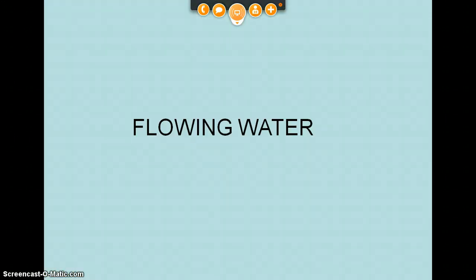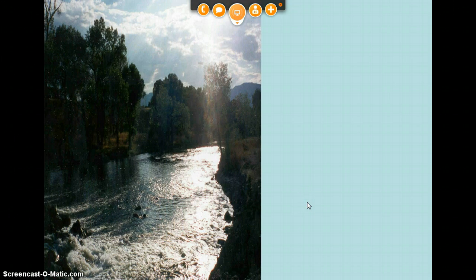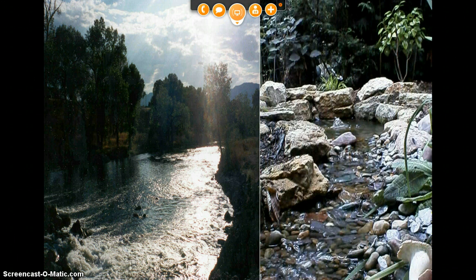Flowing water. What's a flowing water example? I have pictures. What's that? River. And that? A creek or a stream? Rivers and streams.